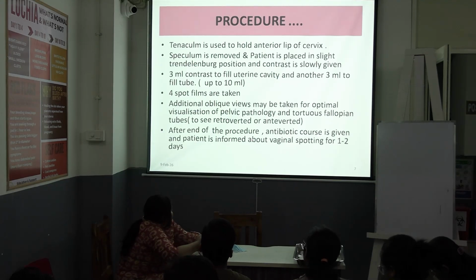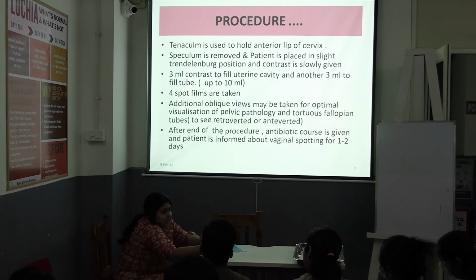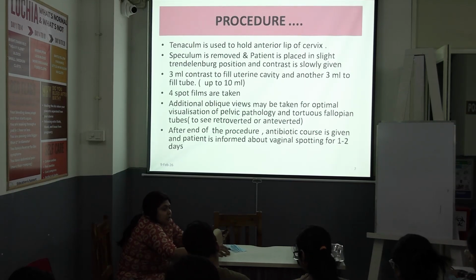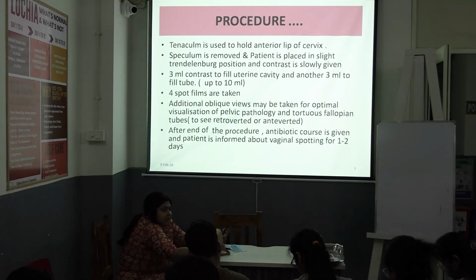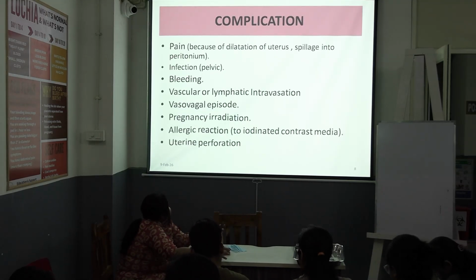At the end of the procedure, an antibiotic course is given and the patient is informed about vaginal spotting for 1 to 2 days. Since you have manipulated the uterus as well as the cervix, and held the anterior lip of the cervix with the tissue holding forceps, it is already traumatized. So there will be some bleeding, but you have to assure the patient that there is nothing to worry about; it will go off spontaneously. You have nothing to do with that.